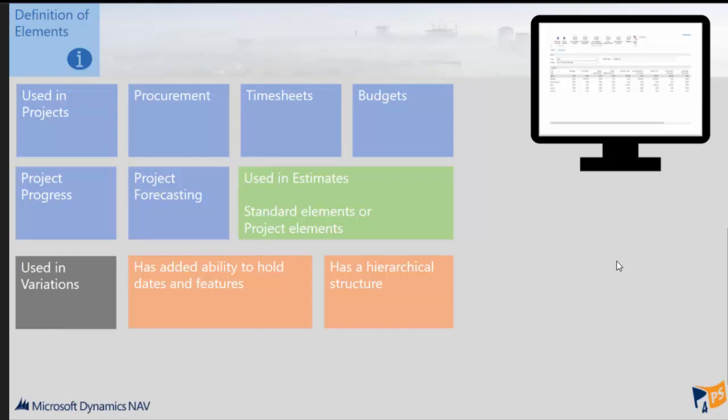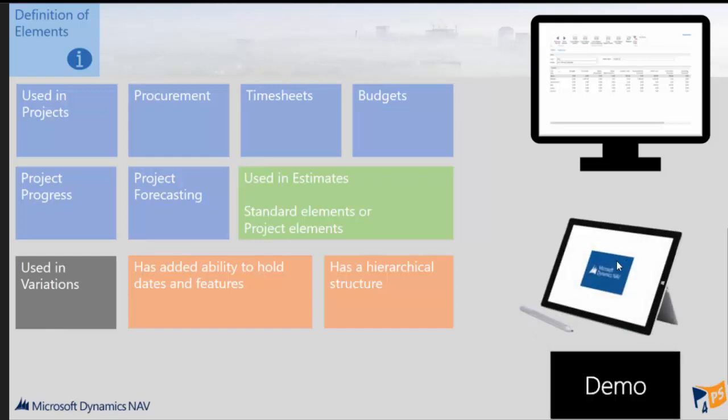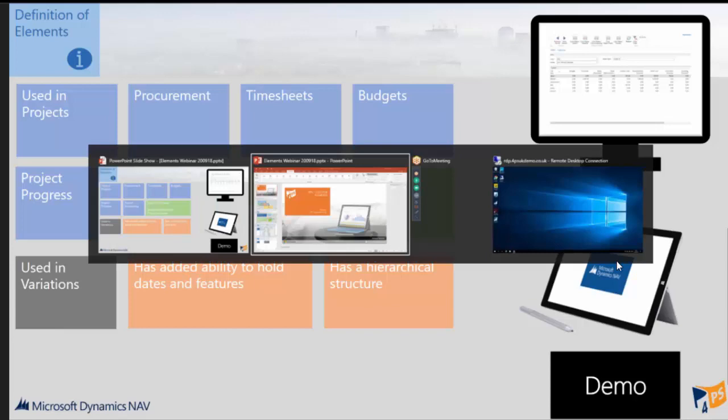As well as the mechanical and electrical breakdown we've shown you, you can put additional information against these elements. You can hold dates against them, and you can hold something called features, which are like a user-defined field that you can create against a particular element. We'll show a couple of examples as we go. And just to re-emphasize, these elements have a hierarchical structure that you can see as you're posting through. So the first bit of demo is just to give you a feel for the elements within a project, and then we'll go into some of the other details.